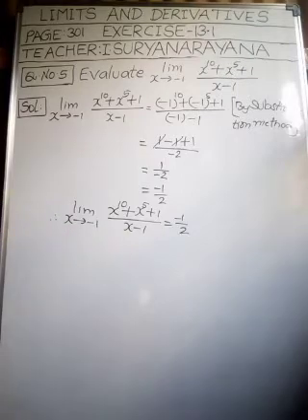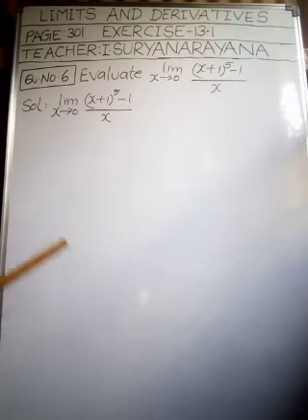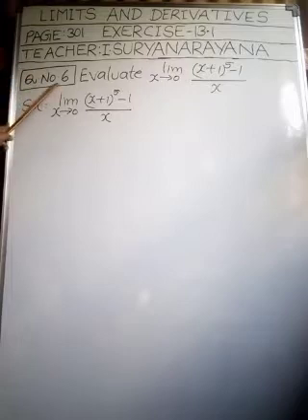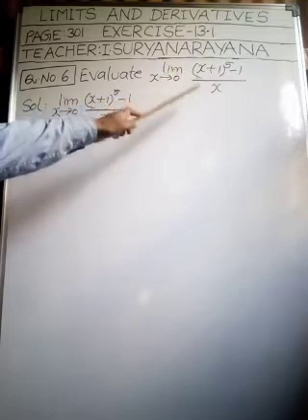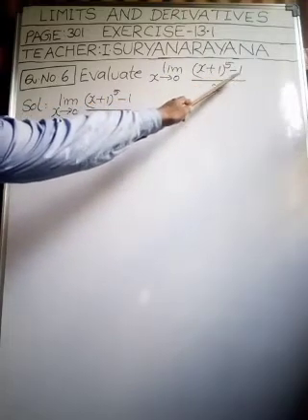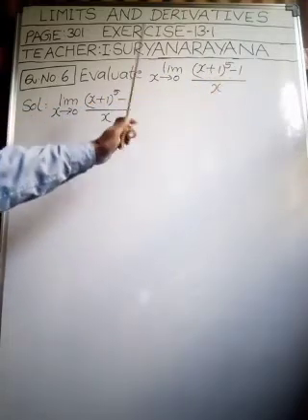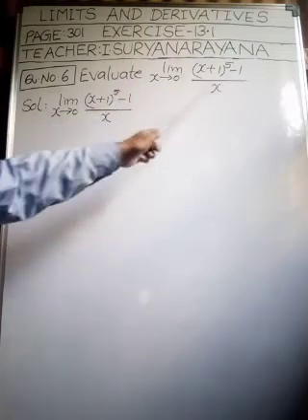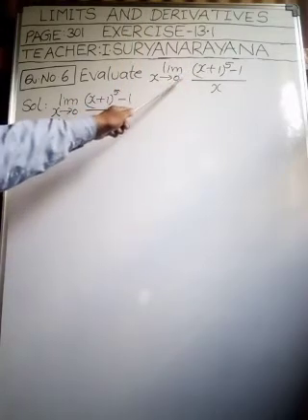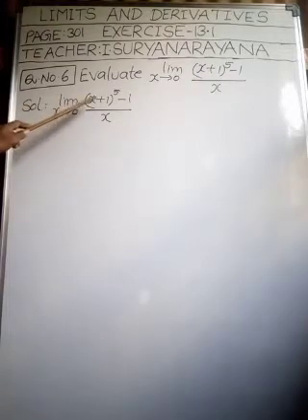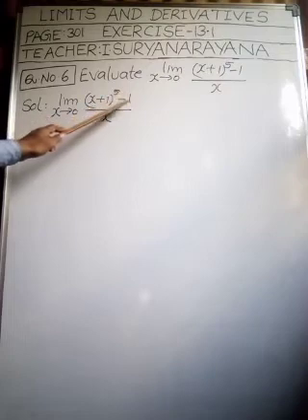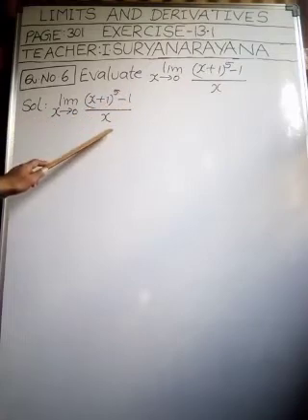Understood, my children? Right. Now come to the next question, that is question number 6. Evaluate as x tends to 0, limit of ((x plus 1) whole power 5 minus 1) by x. Understood this question, my children? We have to find the limit of this function as x is approaching 0. Okay, my children, understood the question? Right. Come to the solution part. As x tends to 0, limit of ((x plus 1) whole power 5 minus 1) whole divided by x.